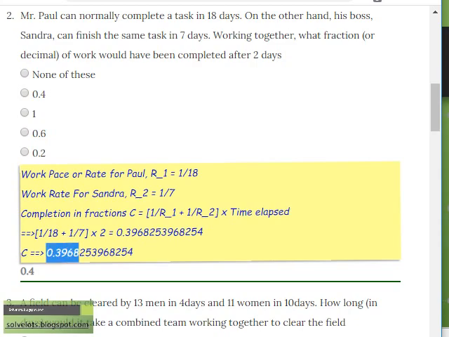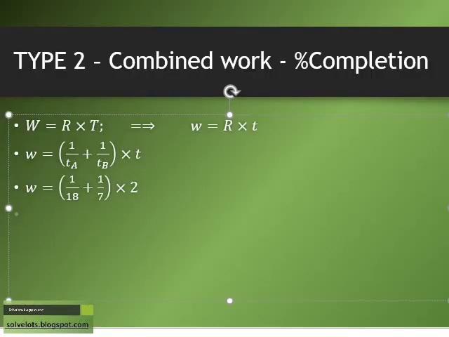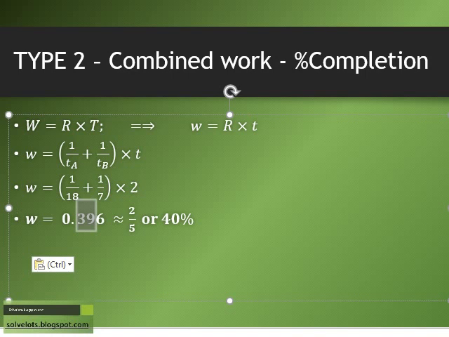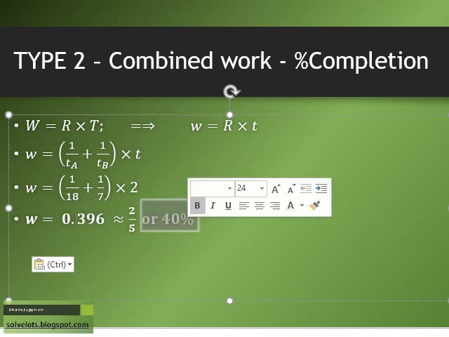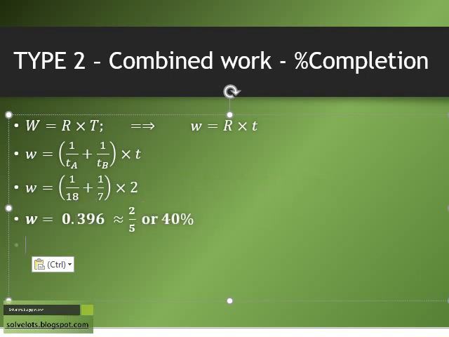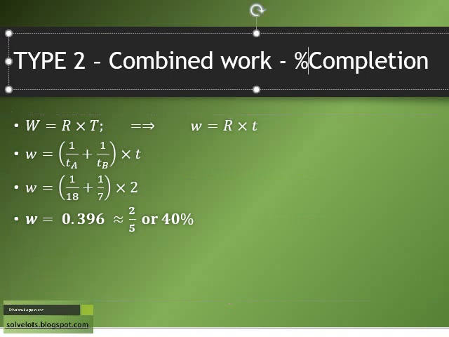So what if it's in fractions? Just say what's the nearest to 0.396 expressed in fractions? That's something like 4 over 10, which is 2 over 5. So another question may say percentage. Percentage, that's 39.6%, 40%. Some other question may say what percentage will be left, or what is the percentage of incompletion? It's all the same.